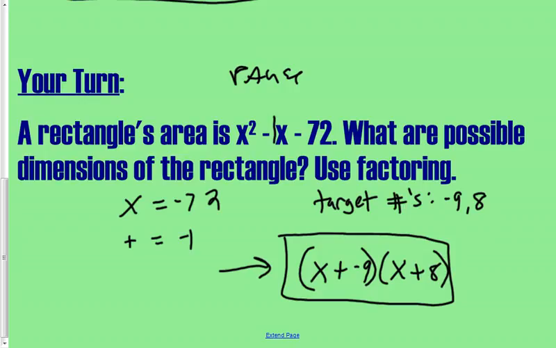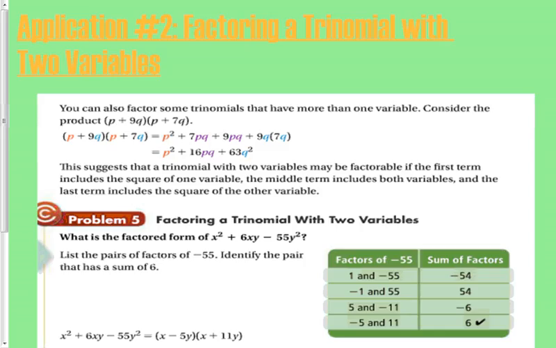Alright, so then the other application that I have for you is one where you can factor a trinomial that has two variables, which is kind of interesting. So let's just read this through real quick. It says here, you can also factor some trinomials that have more than one variable. So if you look at the product p plus 9q times p plus 7q, you can FOIL that and you can get this trinomial where it's p squared plus 16pq plus 63q squared. So what we're going to do is go backwards.